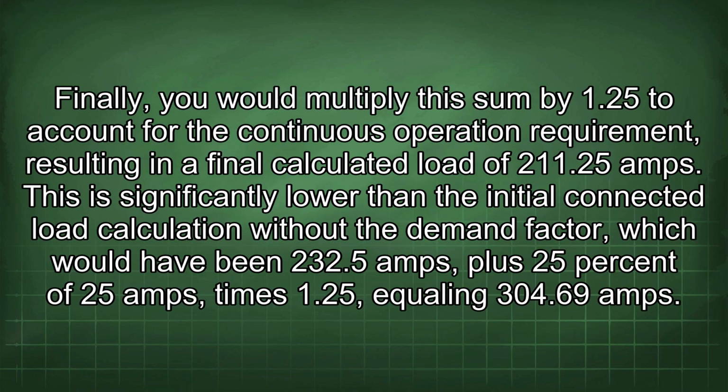Finally, you would multiply this sum by 1.25 to account for the continuous operation requirement, resulting in a final calculated load of 211.25 amps. This is significantly lower than the initial connected load calculation without the demand factor, which would have been 232.5 amps plus 25% of 25 amps times 1.25, equaling 304.69 amps.